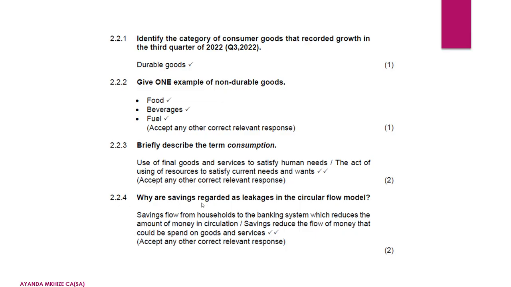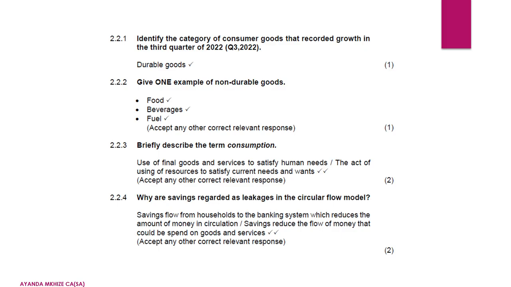2.2.4, why are savings regarded as leakages in the circular flow model? Savings flow from households to the banking system, which reduces the amount of money in circulation. Savings reduce the flow of money that would be spent on goods and services. Again, when we were looking at the question, I said to you, if you take 2000 and save in the bank, that means that 2000 you would have used for consumption, to buy either clothes or milk or food, whatever you would have bought with 2000, but you decided to save it.